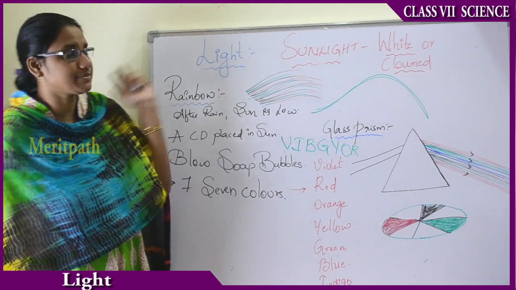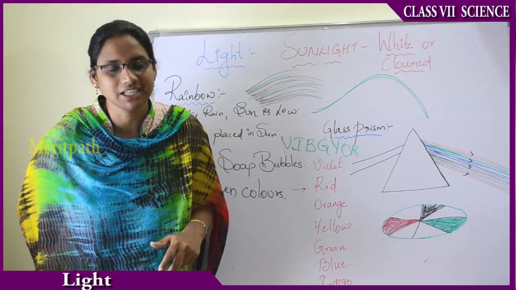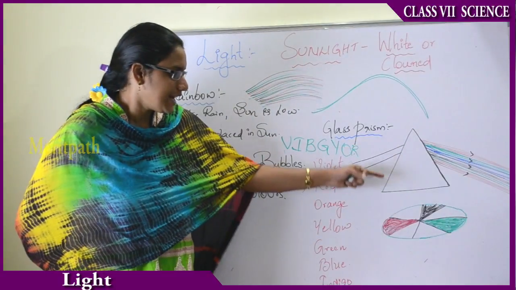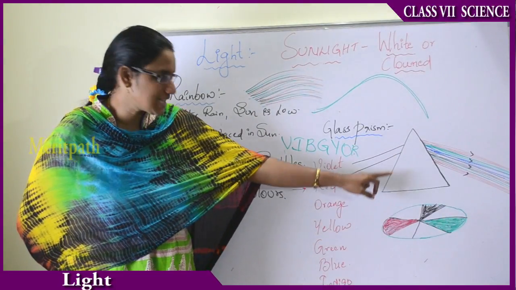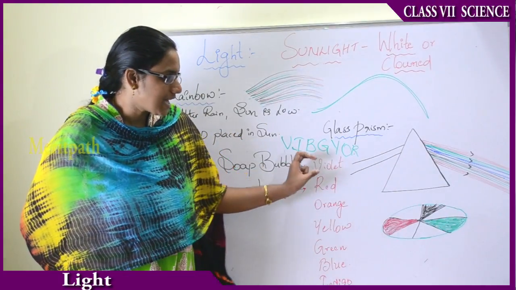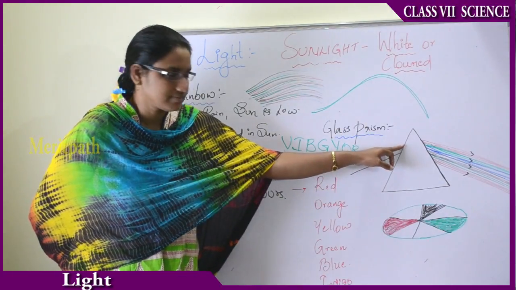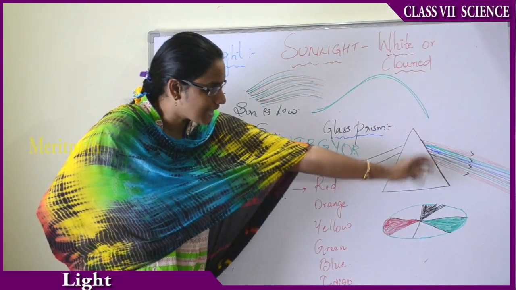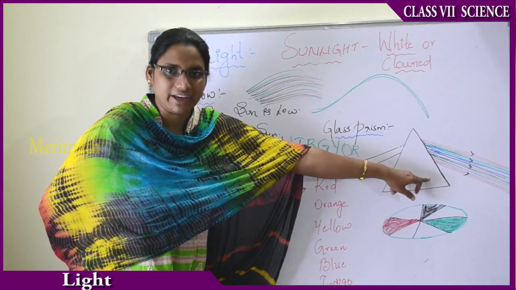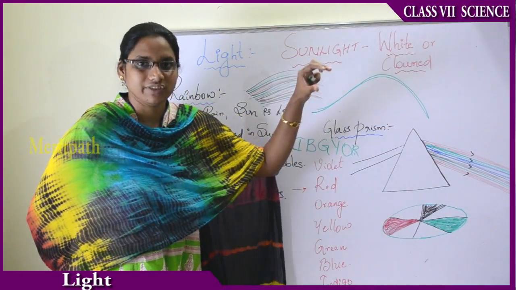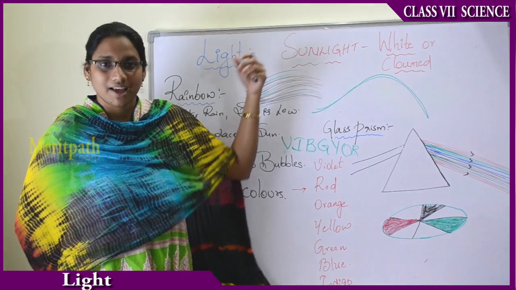And we can prove this with the help of one activity. I hope you can do it at home also if possible. Let us take one glass prism. This is a glass prism. If the sunlight is passed through a hole onto the glass prism, it will be passed on to the other side as shown in the figure. That means it will be generating the 7 colors which are inbuilt in sunlight.